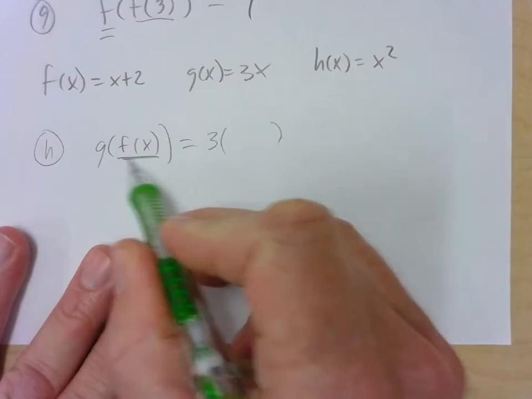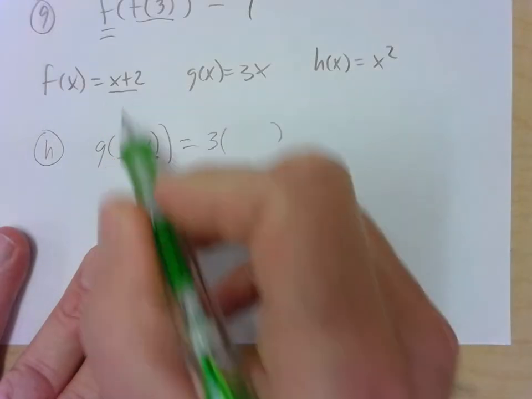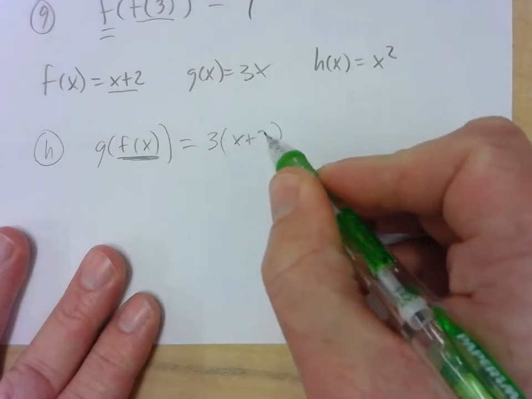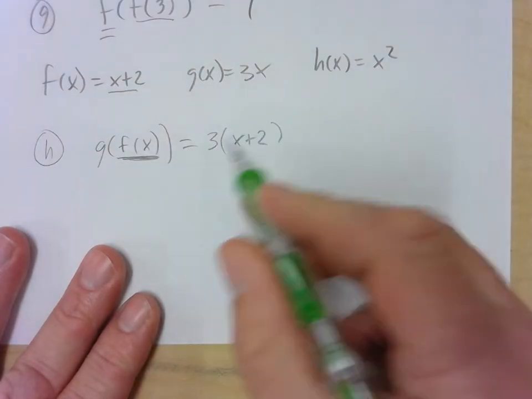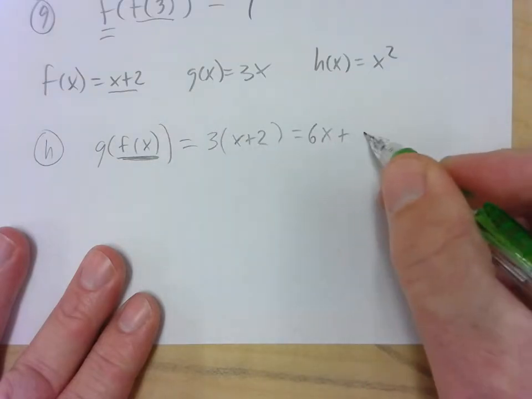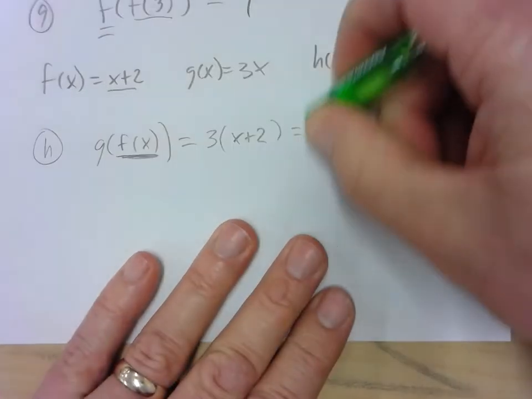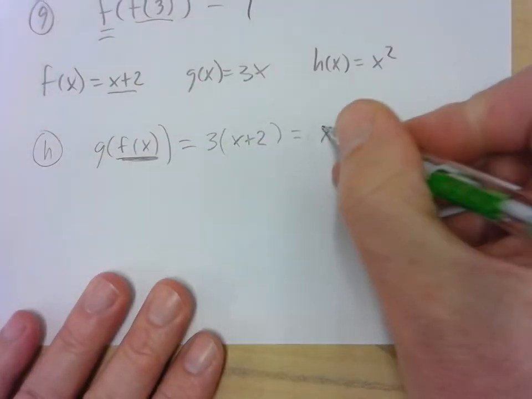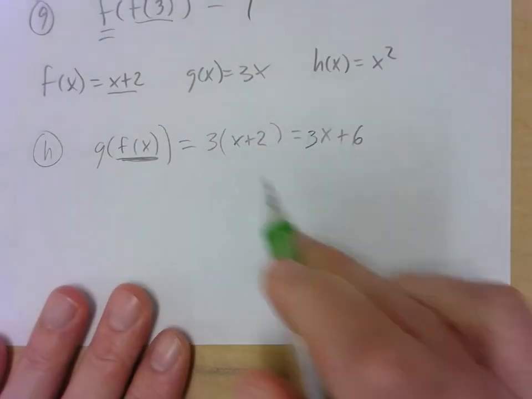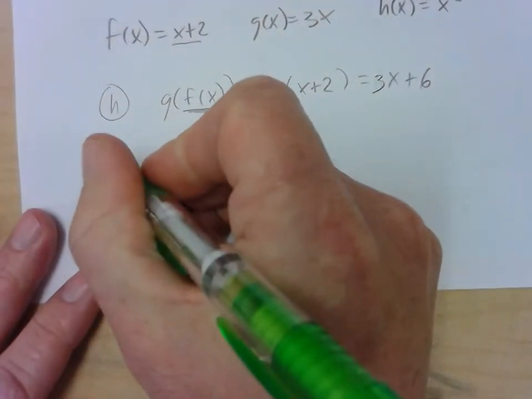Now I'm going to put the whole f function into the tripling function. And what is the f function about? X plus 2. This would be factored. If you chose to distribute it, you would get 3x plus 6. No, not 6x plus 6. 3x plus 6. All right, so 3 times that and 3 times that makes that.